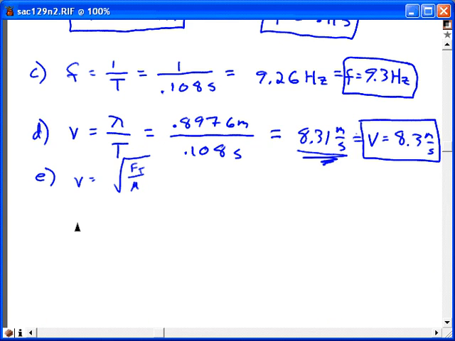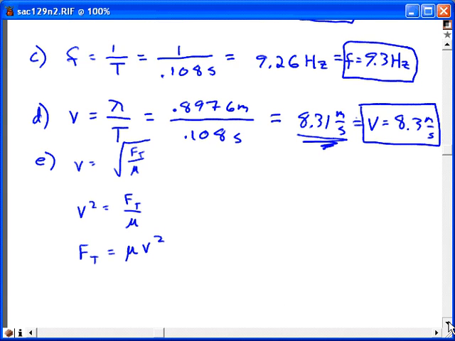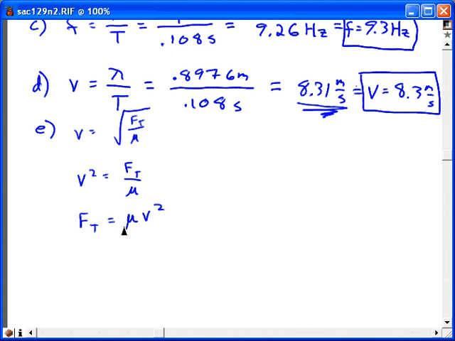I'm going to solve for F sub T. I'll start by squaring both sides, and then multiply both sides by mu and switch sides. So F sub T is just mu times v squared. And I can go ahead and substitute the values with units.